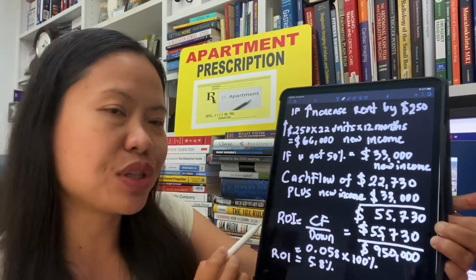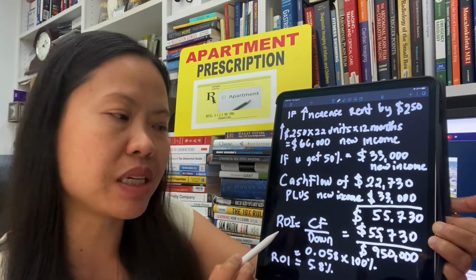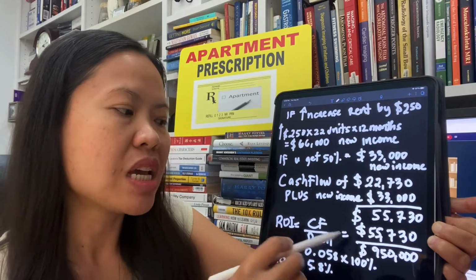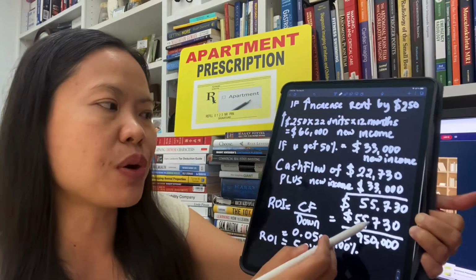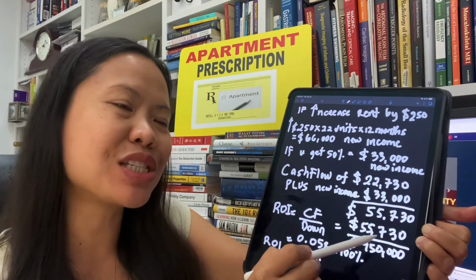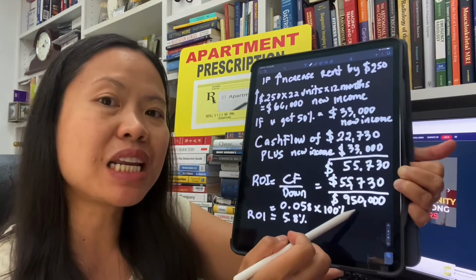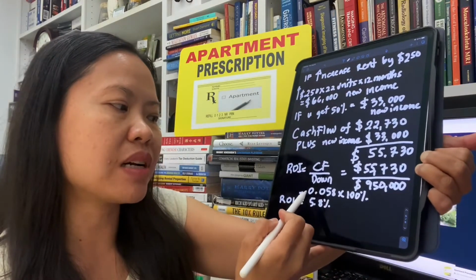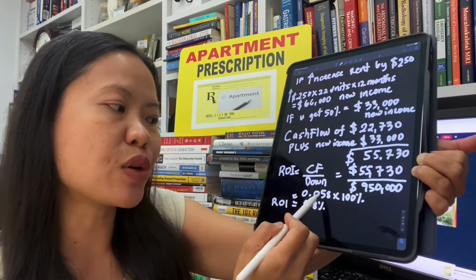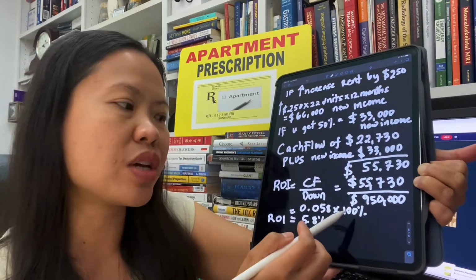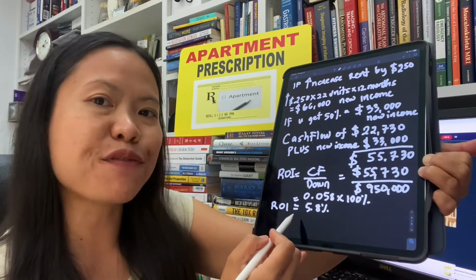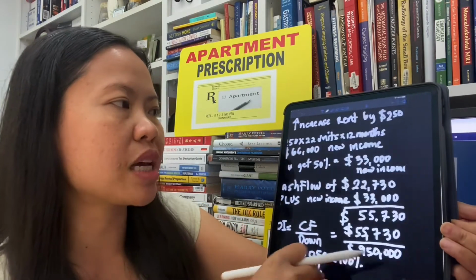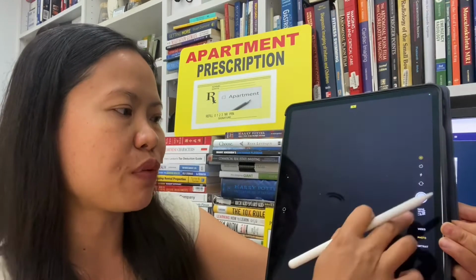Now, to get the new return on investment, ROI again is cash flow divided by the down payment. In this case, the new cash flow is $55,730 divided by $950,000, which is our down payment. That gives us 0.058, times 100 to get the percentage, and that is 5.8%. 5.8% is our return on investment.